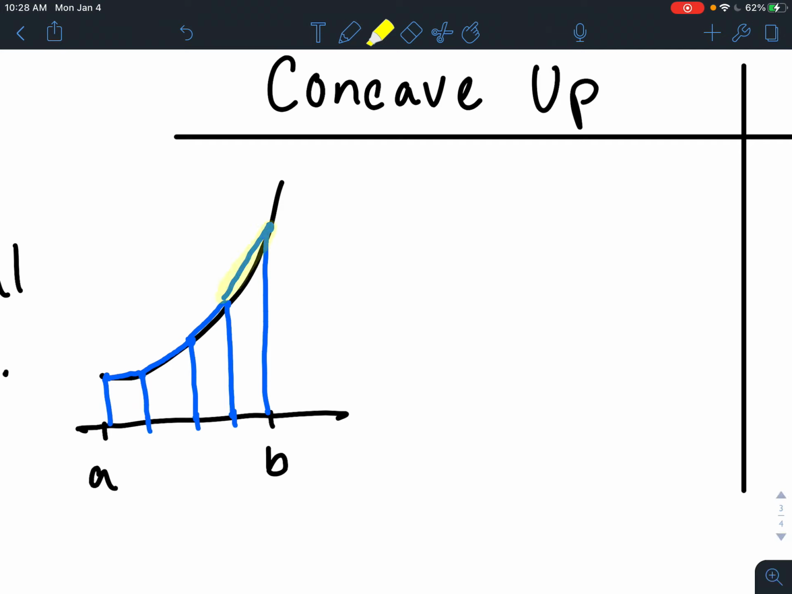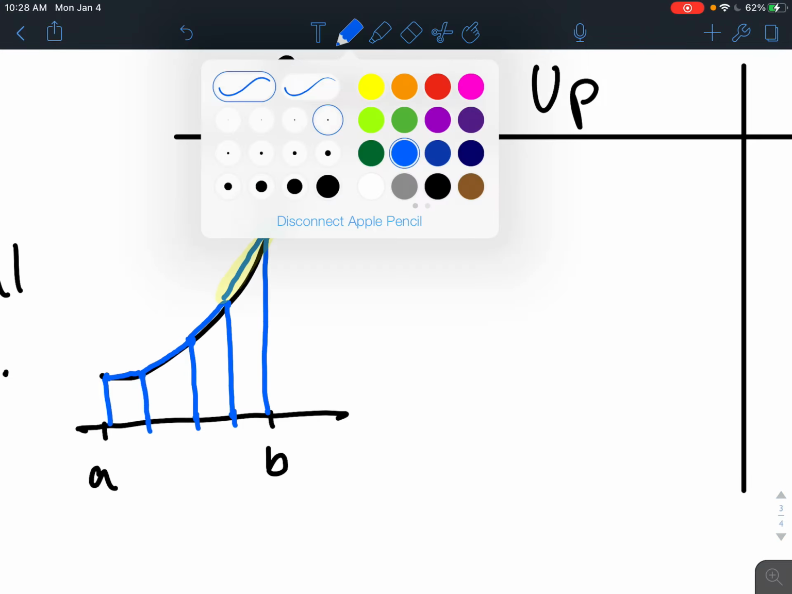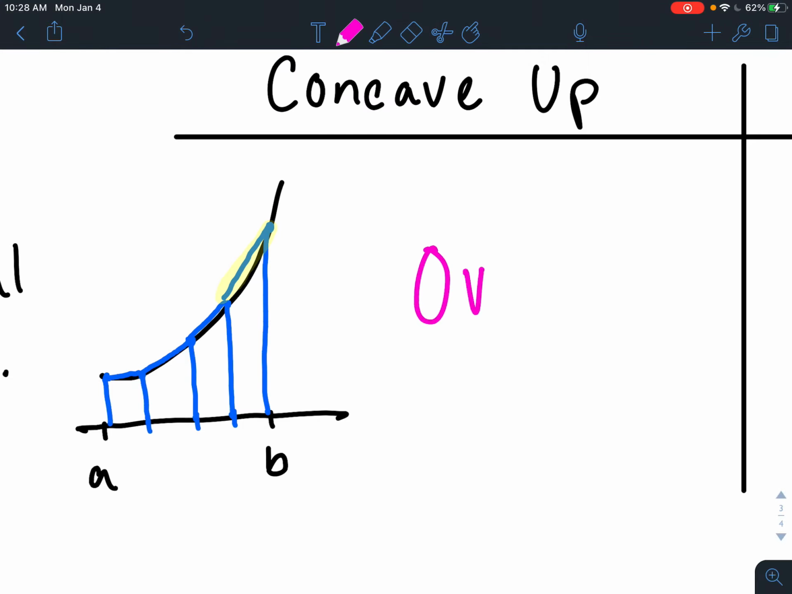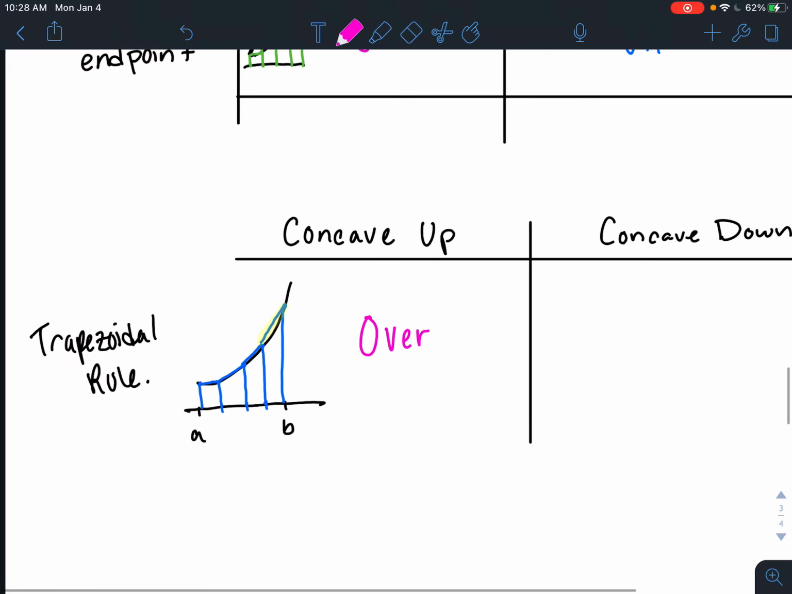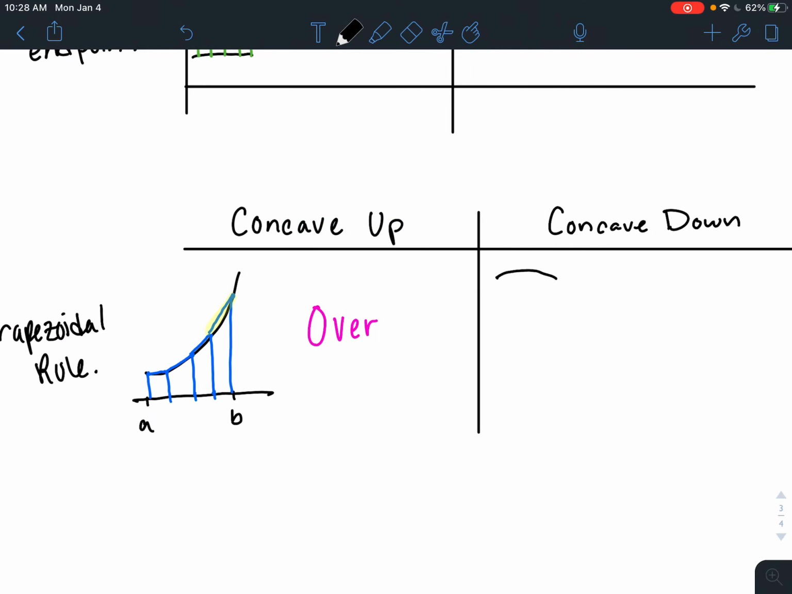You can think about it this way: the slanty part here is the secant line between two points. When the curve is concave up like that, the secant line is going to lie above the function. So you're going to have a little bit more area than the actual area under the curve, because your trapezoids extend just a little bit more over there. So this is going to be an overestimate.